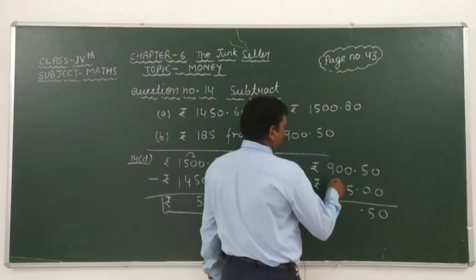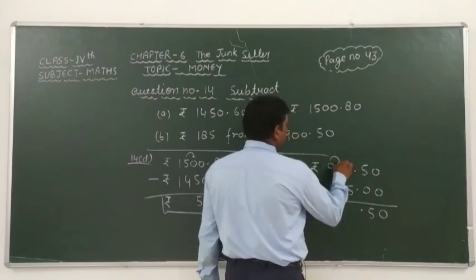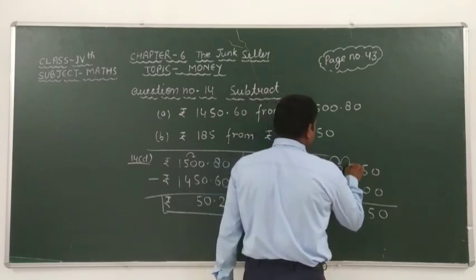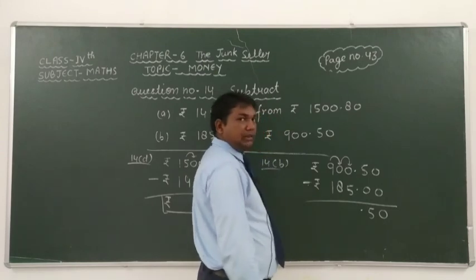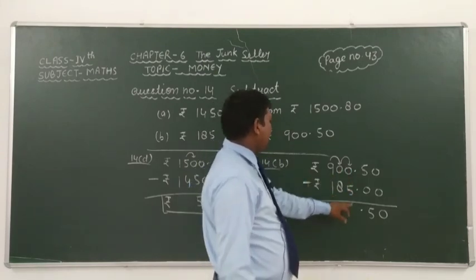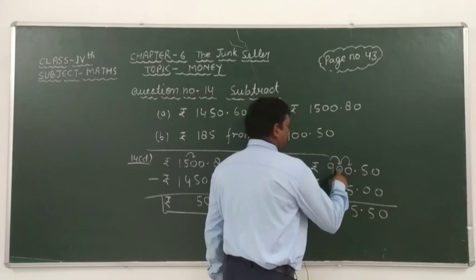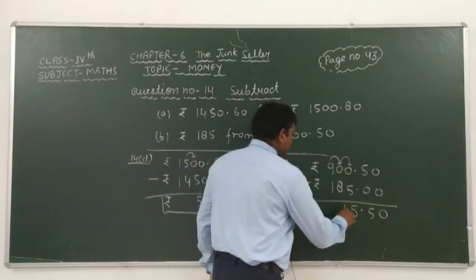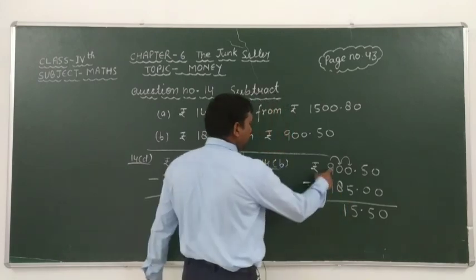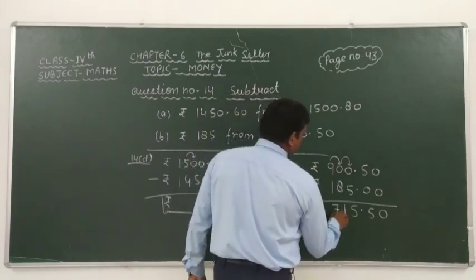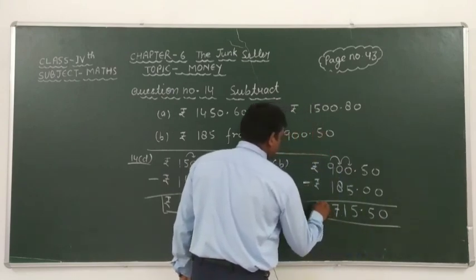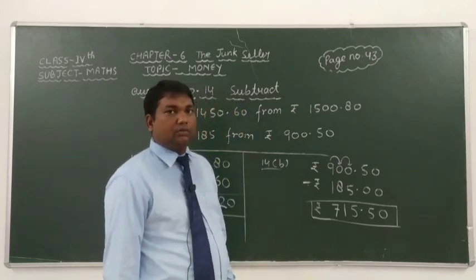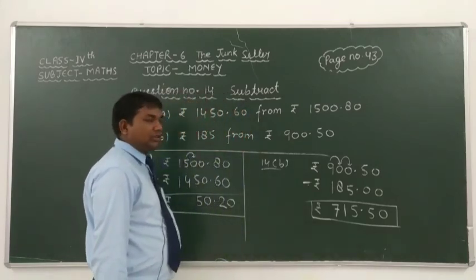Therefore, we can take 1 borrow from 9 and this 0 makes 10. Again we have to take 1 borrow from this 10 and this 0 makes 10. Okay, then 10 minus 5 is 5. Here we get 9 in place of 10. 9 minus 8 is 1, and here we get 8 in place of 9. 8 minus 1 is 7. Okay, after subtracting these, here we get rupees 715.50.